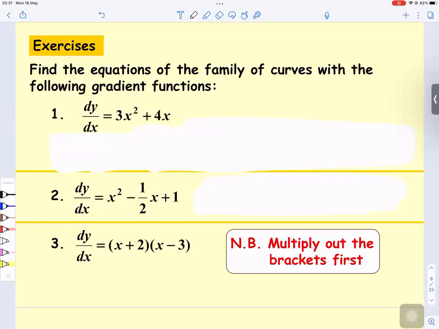Now it's your turn to try these ones. Find the equations of the family of curves with the following gradient functions. Number 1, dy over dx is equal to 3x squared plus 4x. Number 2, dy over dx is equal to x squared minus half x plus 1. And number 3, dy over dx equals x bracket x plus 2 bracket close, and then x minus 3. So try this, and then when you finish, you come back and check your answers.